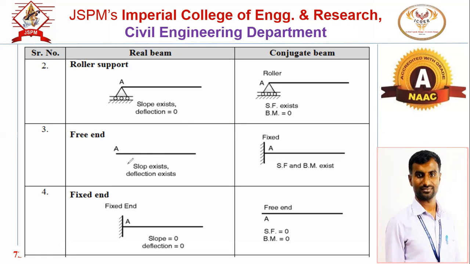Okay. So at free end, slope as well as deflection will exist. So similarly at fixed end, shear force and bending moment will exist. Slope is related to the shear force, deflection is related to the bending moment. In case of real beam, if the slope is 0, okay, so in case of conjugate beam also shear force should be 0.